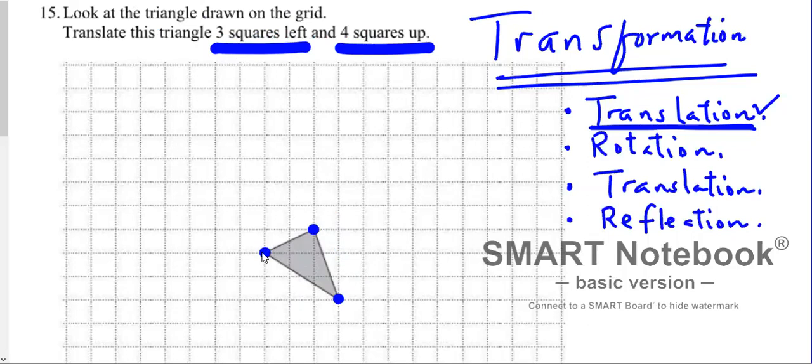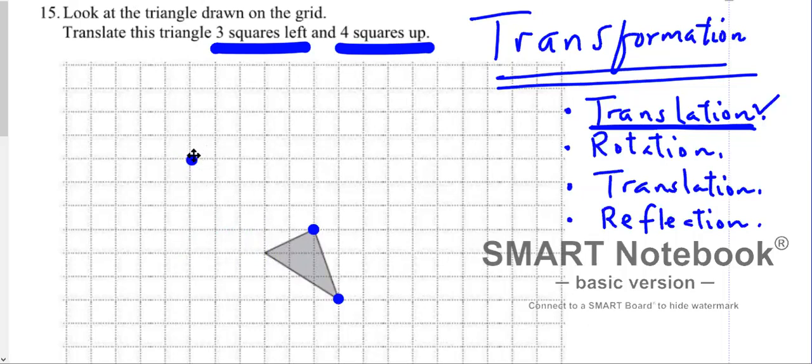So let me start with this point here. I hope you can see my cursor. This point here has to move 3 squares left and 4 squares up. So from here, 3 squares left. 1, 2, 3 boxes or 3 squares left. And then go up 4 squares. 1, 2, 3, 4. So the point is now somewhere here.